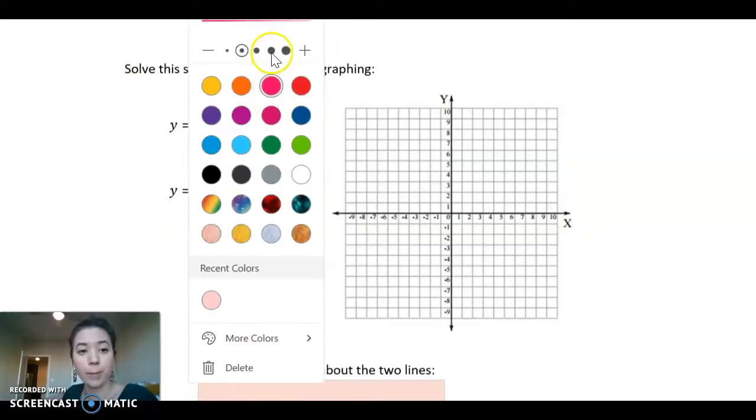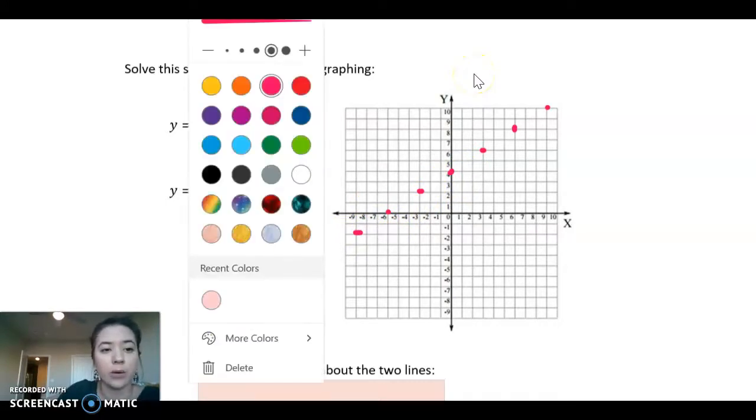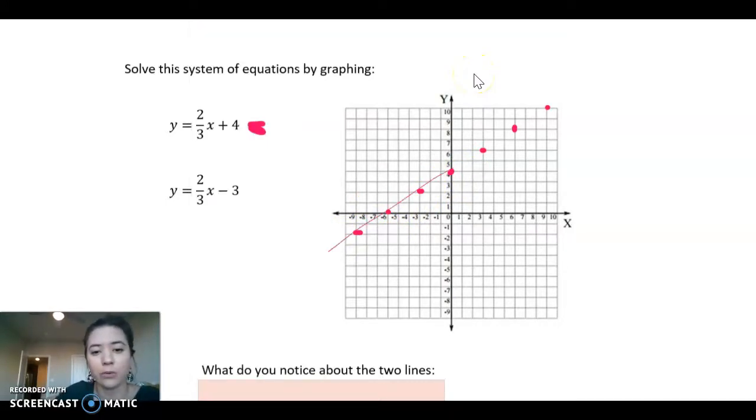Alright, so hopefully you came back, you finished graphing. Again, we're going to graph this first one in pink. So my y-intercept is 4. And then my slope is 2/3. So I'm going to go up 2 over 3, up 2 over 3. Again, we can follow that pattern backwards. There we are. And then, as always, make sure you graph it with a line through it.